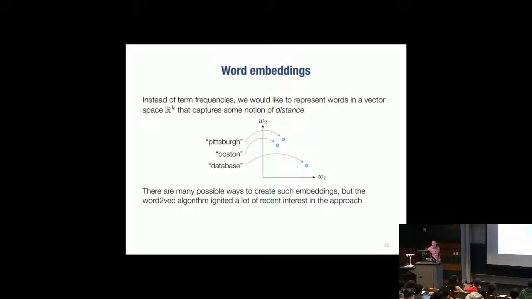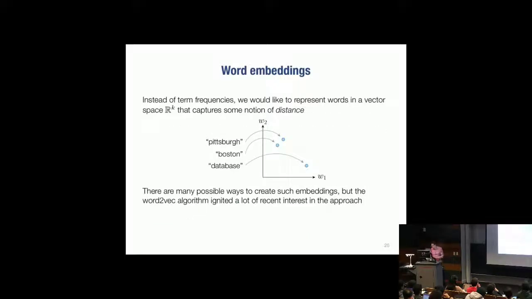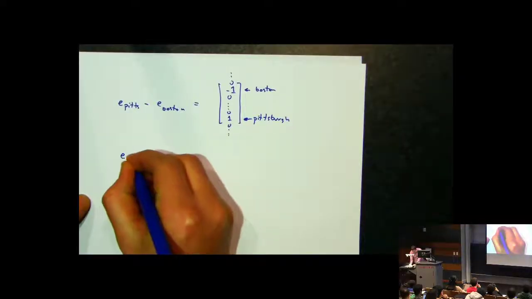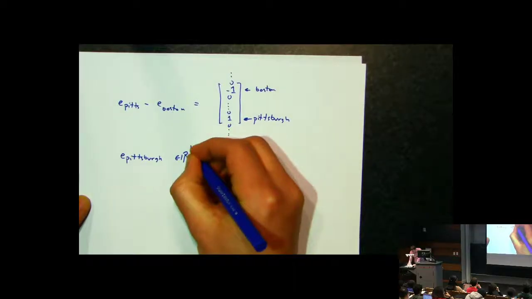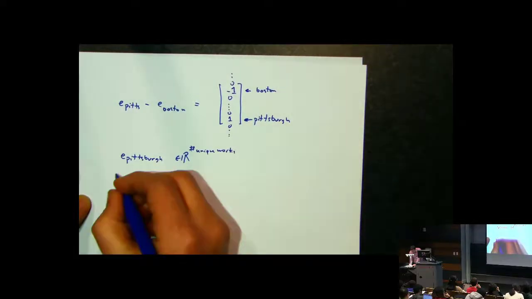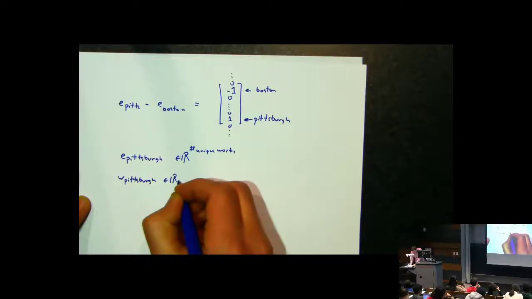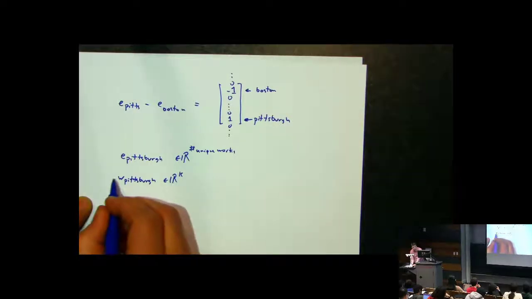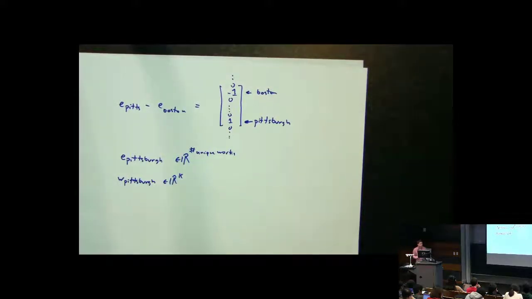Now, unfortunately, we don't really have the tools yet to talk about how you build the word2vec embeddings. Notice, it's also notational. In general, I'm going to use E of Pittsburgh to refer to some vector in the number of unique words, the one hot vector. And I'm going to call W of Pittsburgh, in R^k, the word embedding. So I'll try to be consistent there. I'll refer to W as the word embedding and E as the one hot encoding of that word, just notationally.